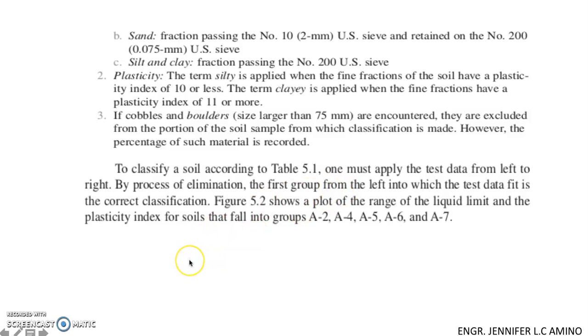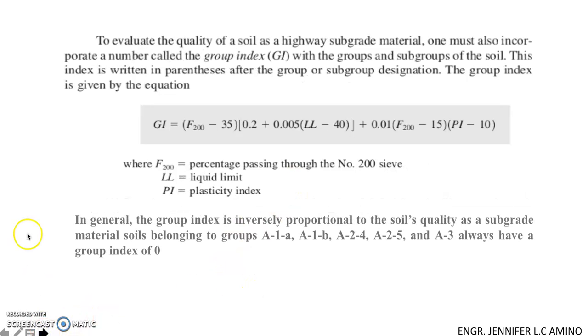So you just have to identify the soil classification based on the elimination process. If the given group classification satisfies the requirement of the AASHTO classification system as you read from left to right, then that fits your classification for that particular soil sample. So basically, the AASHTO is being used in highway construction.